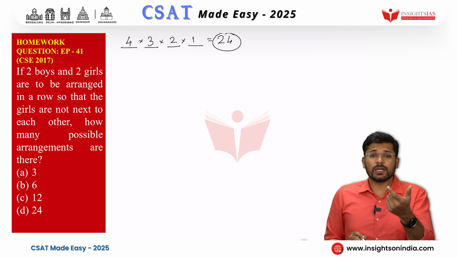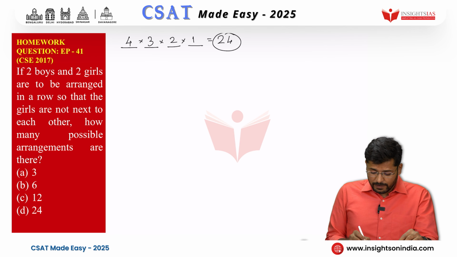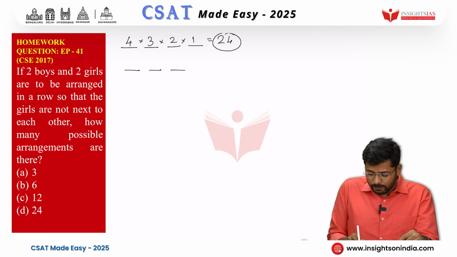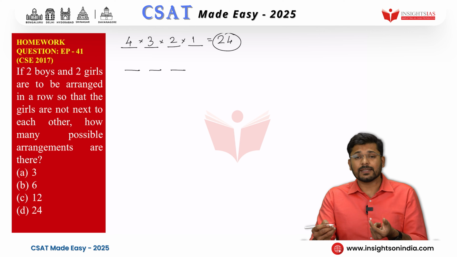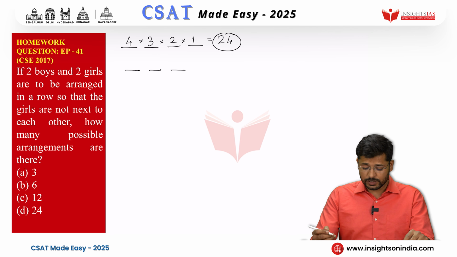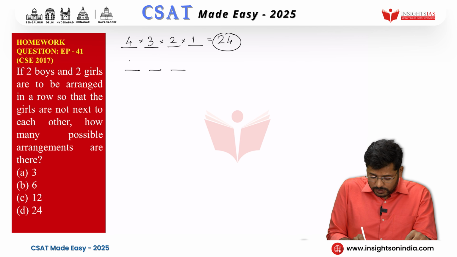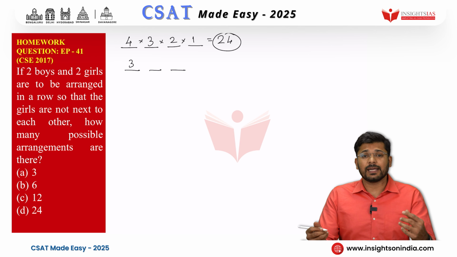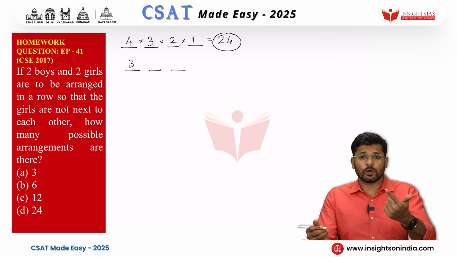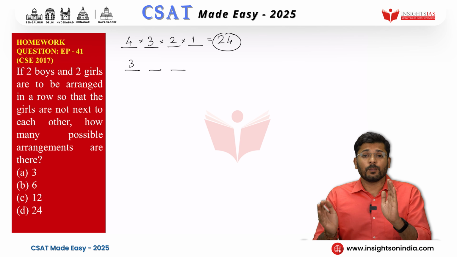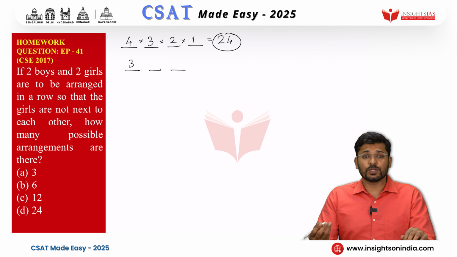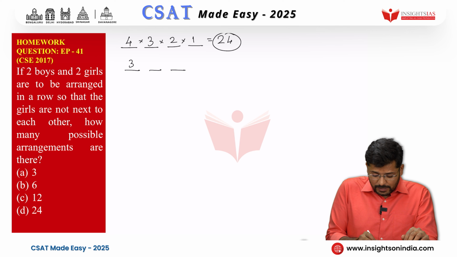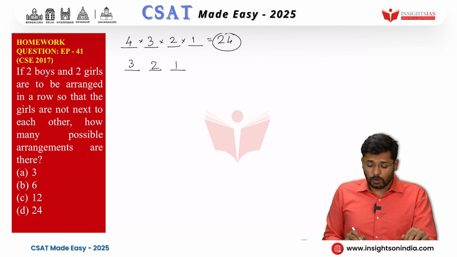We will imagine the 2 girls as one block. So we will consider only 3 positions, because girls being one block, we will consider them to occupy one position. So in the first position, we will have 3 options. It can be either of the 2 boys, boy 1 or boy 2, or the block of girls. So you have 3 options for the first position. For the second place, you have 2 options, and for the last position, you have only 1 option.